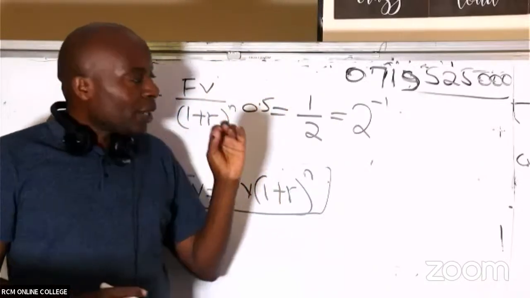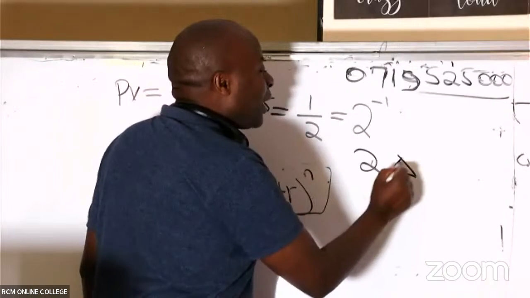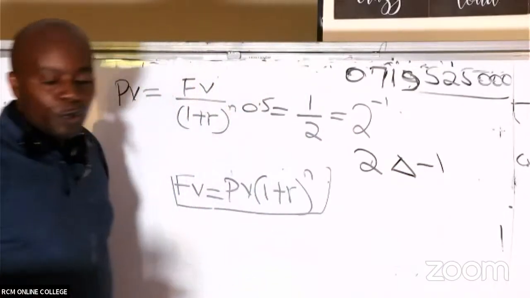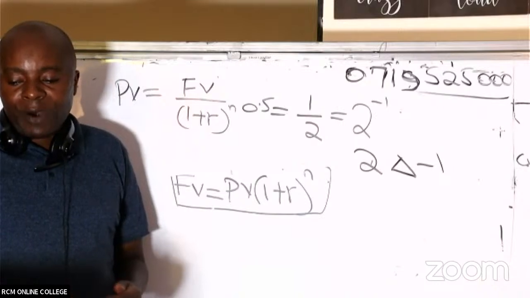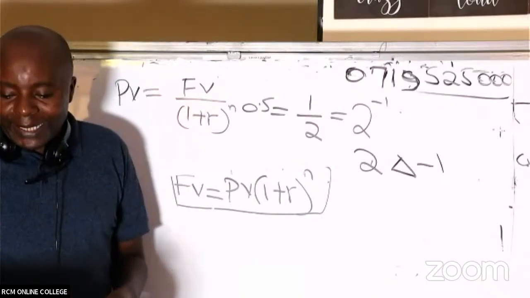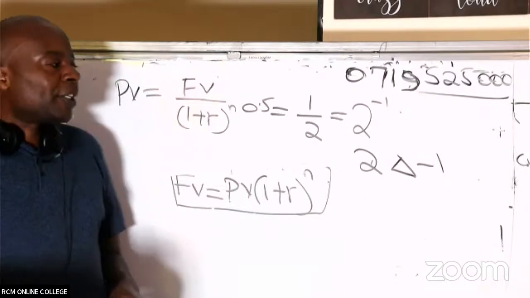Is there somebody who can just try it? Please, I would want to see every student trying. Simply go there and say 2 raised to minus 1, and then confirm whether we are getting this 0.5. 0.5, thank you very much.